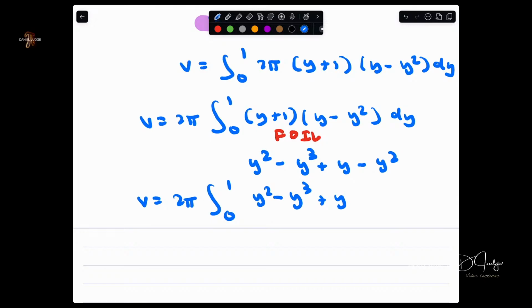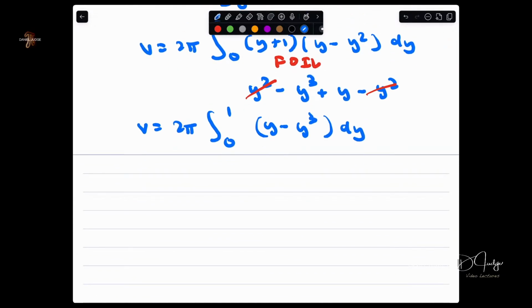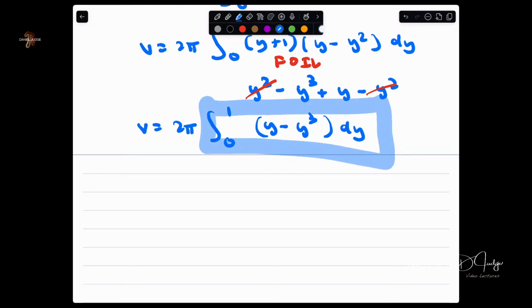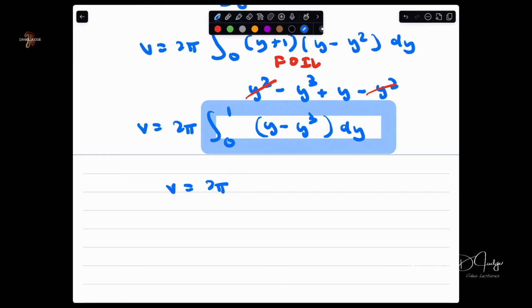And it looks like, if we are correct, your y squared terms cancel. So I'm just going to put y minus y cubed dy. All right, looks good to me. We're going to integrate. Let's just integrate then: 1/2 y squared minus 1/4 y to the 4th, evaluated from 0 to 1.